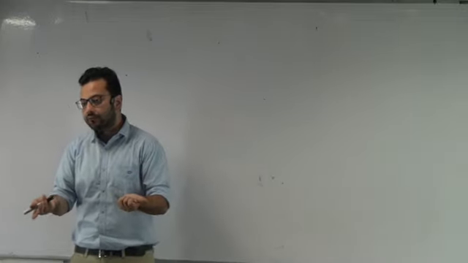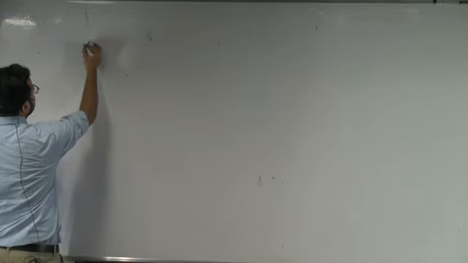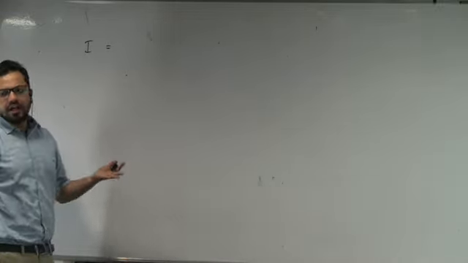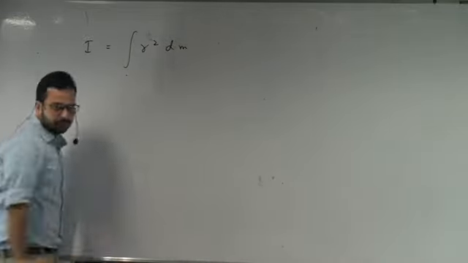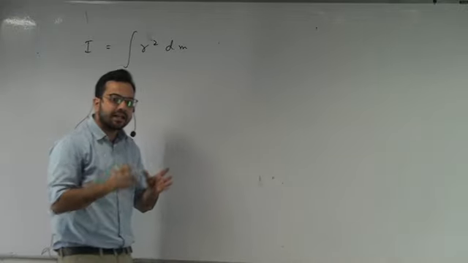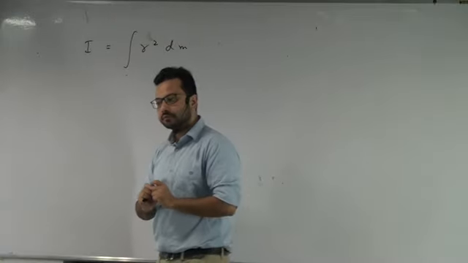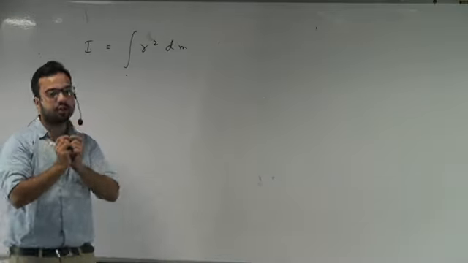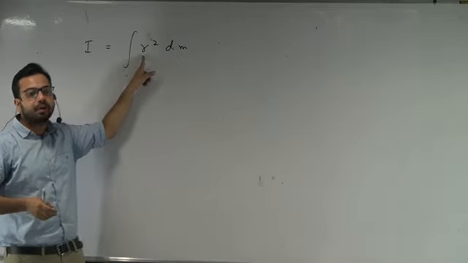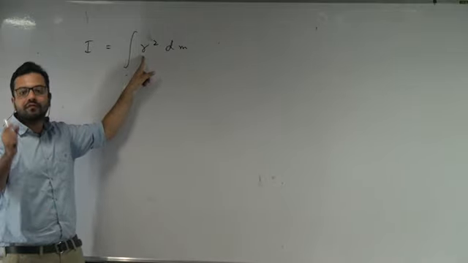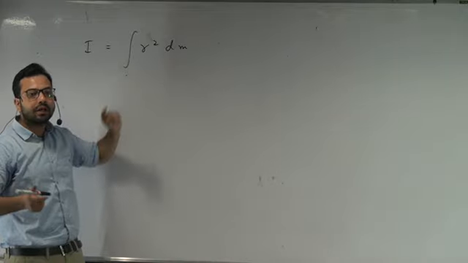When we are dealing with continuous mass distribution, my expression for moment of inertia is going to come, obviously, in terms of integration, and that integration would be integral of r square dm. So what is dm? What is the idea? The idea is to break the mass into smaller masses, very small masses. That will be dm. So you find dm, then you find the perpendicular distance of that small dm from the axis.